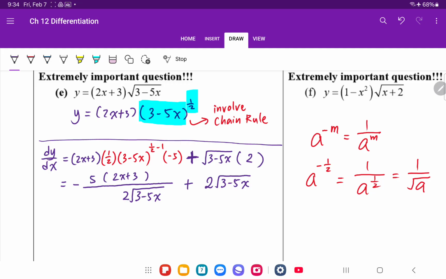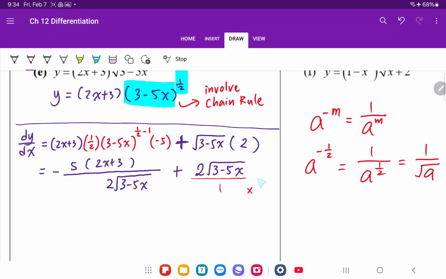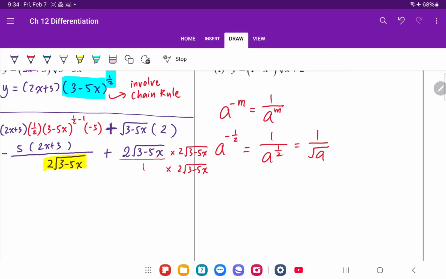single fractions. So to do the next step, what I'll do is this. I'll do something clever. I will put this over 1, and I will try to change this into a common denominator by multiplying something on top and below. Now, I will get my clue from this yellow denominator. So times 2 square root 3 minus 5x. The intention is to make sure they have common denominators. Okay, let's shift this aside.